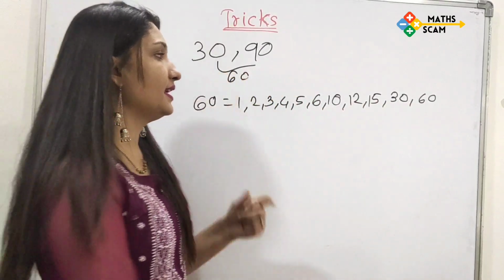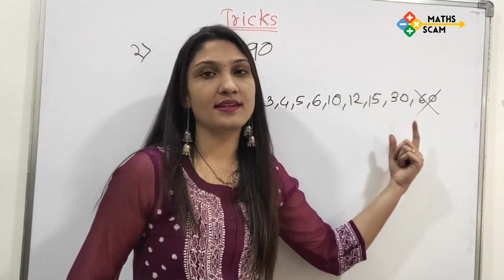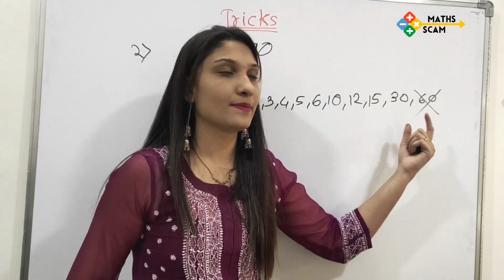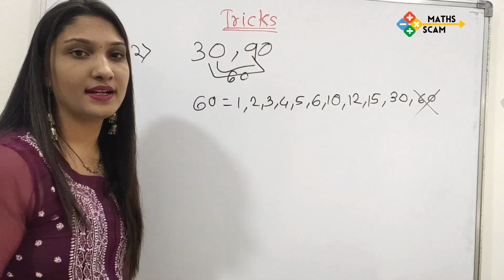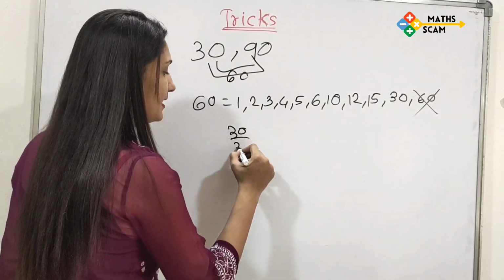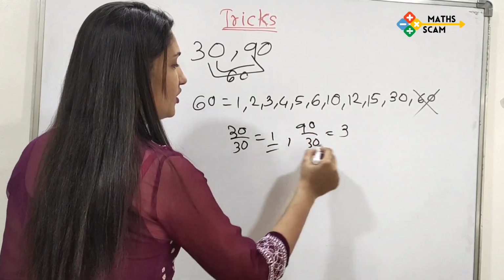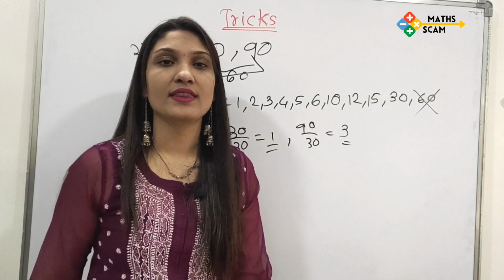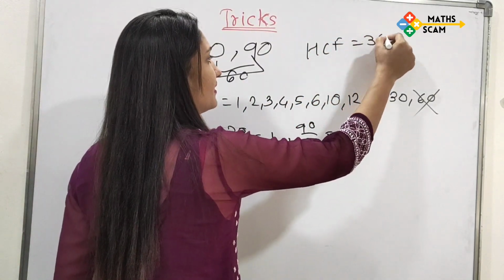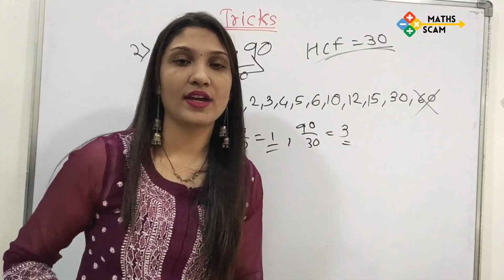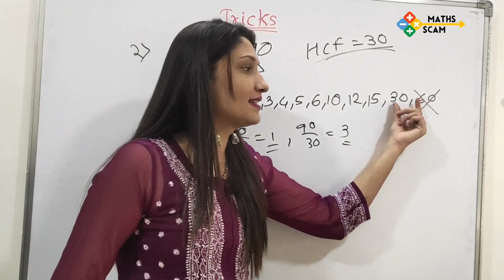So 60 cannot divide in exact number. Then the next factor is 30. Can these numbers divide by 30? 30 by 30 is 1, 90 by 30 is 3. We got exact number. That means HCF of 30 and 90 is 30. Okay, if the difference is not divisible by given numbers, then find second number.